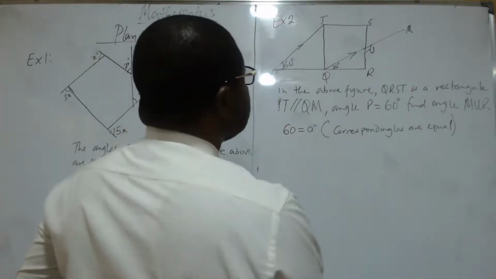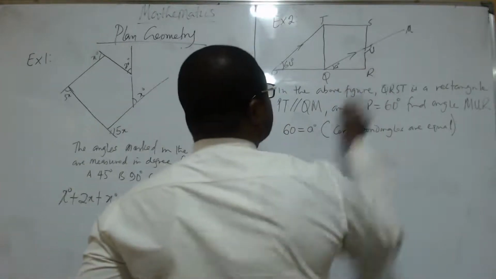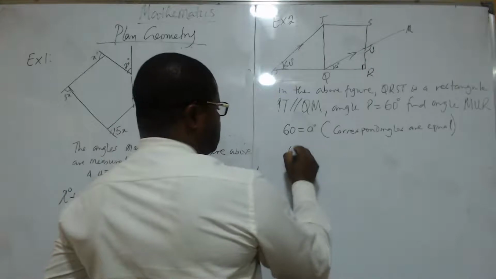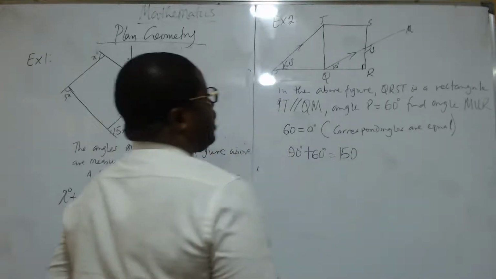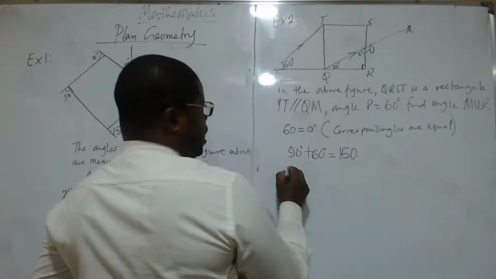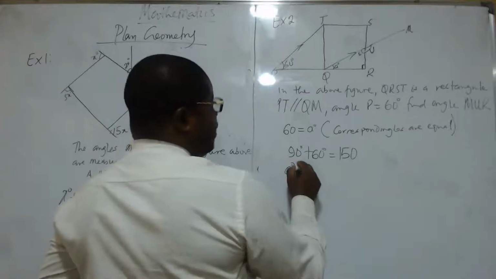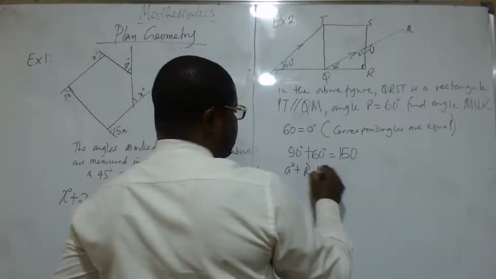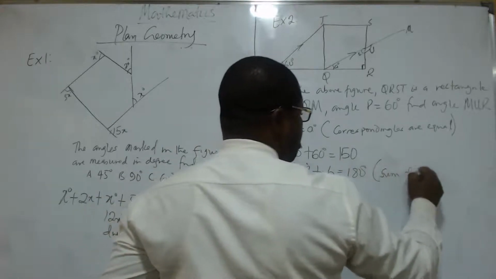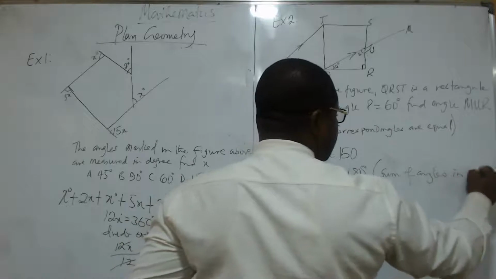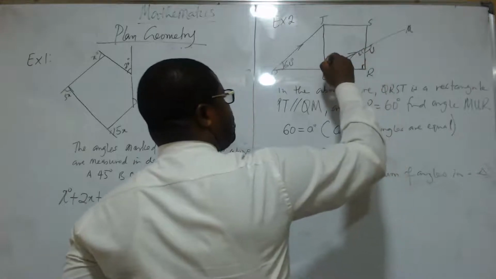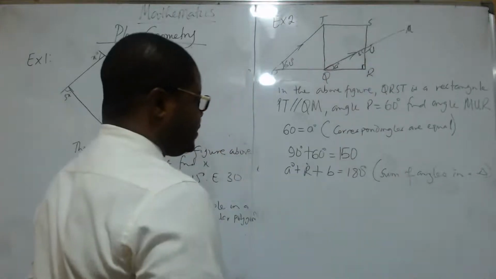Now, if that's the case, then here we have this sign which denotes 90. Now this side, we name it B. So you have angle A plus angle R plus B equals 180. Reason: sum of angles in a triangle. This is a triangle, so the angles here must give us 180.